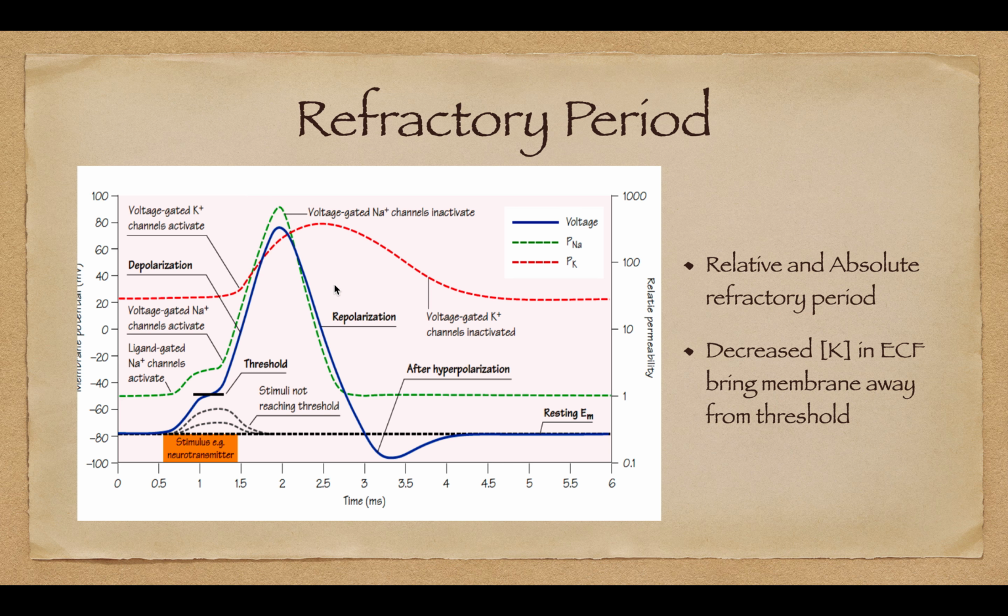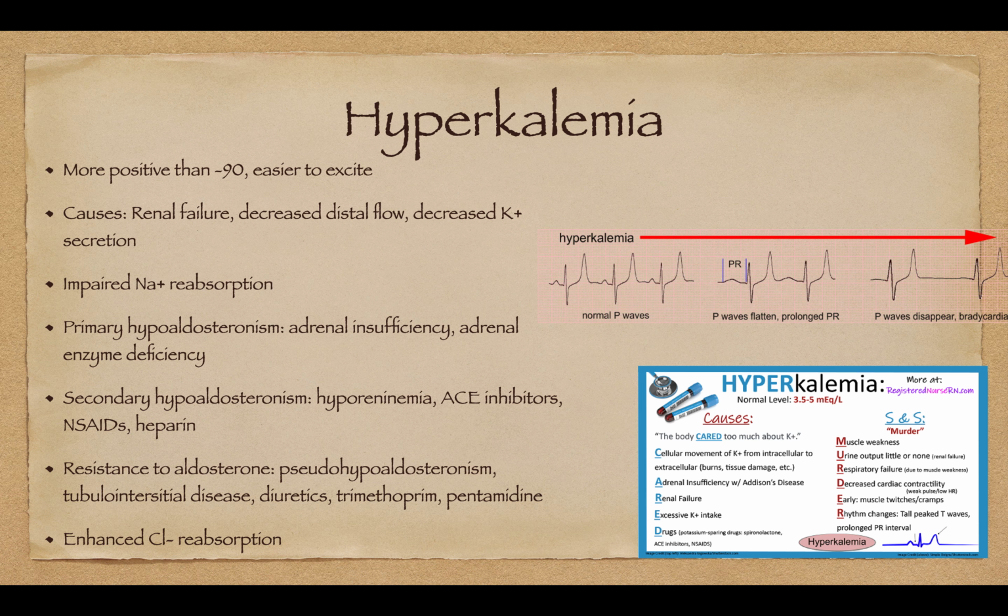So the refractory period is the whole hyperpolarization period. There are two types, relative, which you can overcome, and the absolute. If you decrease the amount of potassium in the extracellular fluid, that's going to bring the membrane potential away from the threshold. It's going to make it harder to repolarize the cell, so it's going to increase the time of hyperpolarization. If the voltage gated channel is inactivated, it's going to take a long time before it reaches the resting equilibrium.